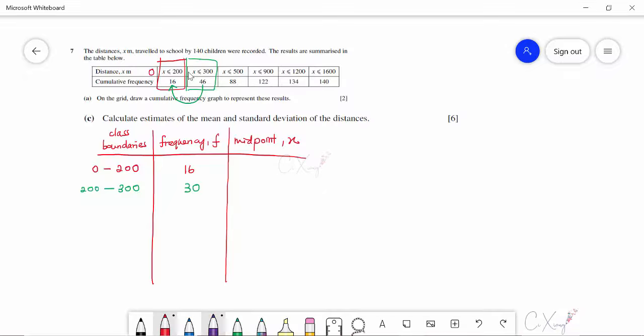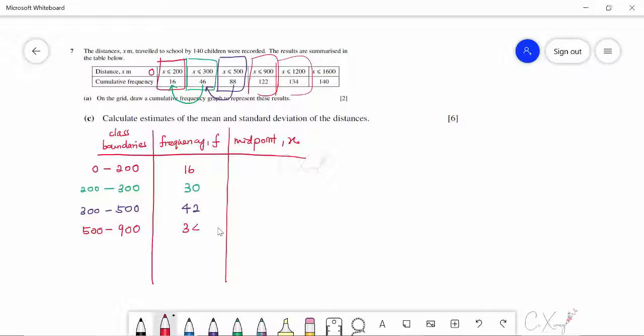Okay, so you do the same thing for the rest. So I tried another one. x smaller than or equal to 500 means that from 300 to 500, the frequency will be 88 minus 46. So 88 minus 46, you'll get 42. All right, so you do the rest of the columns by following the same steps. If you didn't make any careless mistake, then your answer should look something like this.